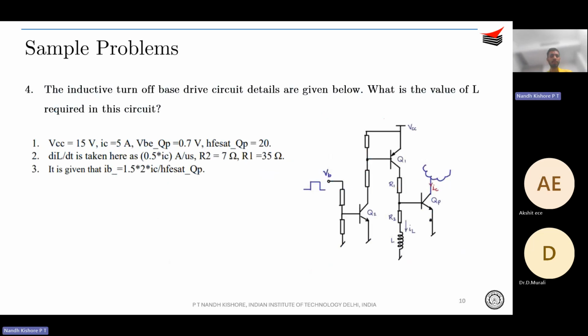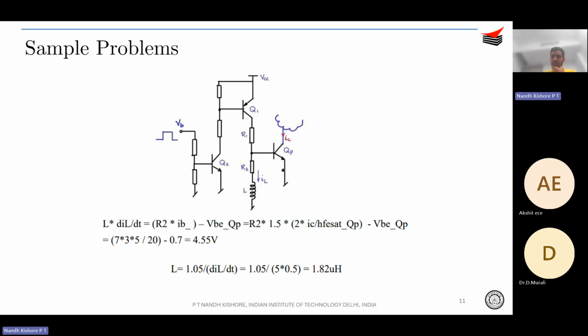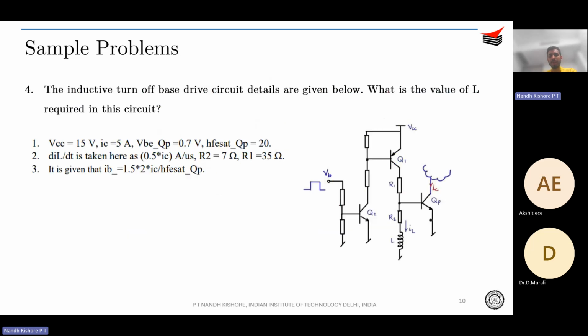Okay. So the next problem is, the inductive turn off base drive circuit details are given below. What is the value of L required to speed up the turn off transient? So what is the value for L that is required is the question. Again, you just need to apply KVL in this loop.